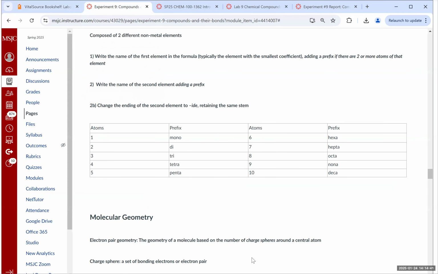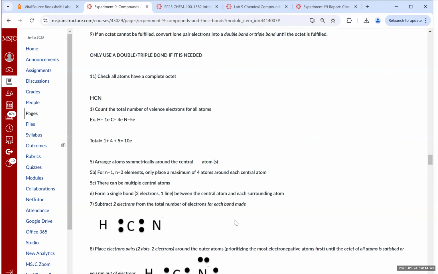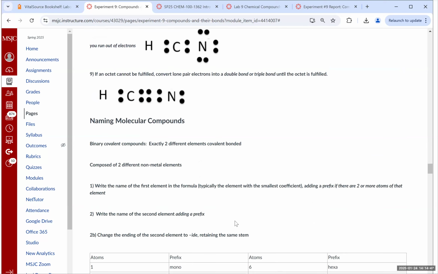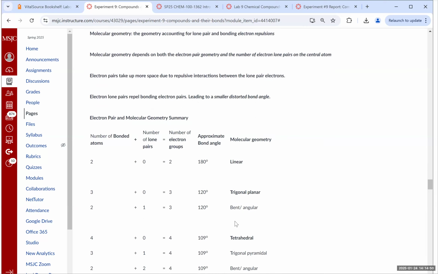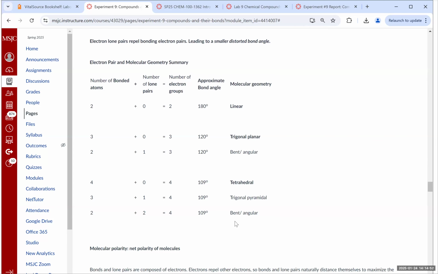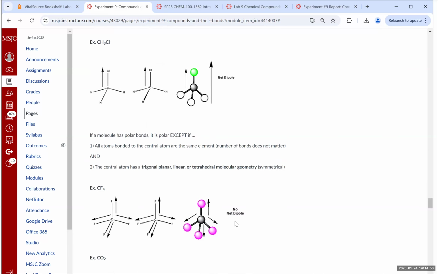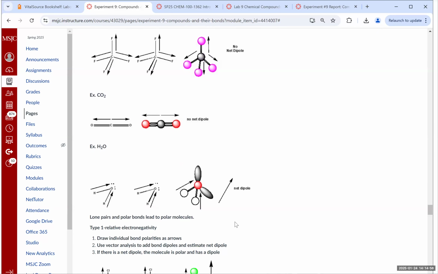That's a lot to unpack. There are some rules for writing Lewis structures that I provided in the lab manual, and there are some rules for determining molecular geometry as well as electron pair geometry, and some rules for calculating polarity along with some examples. I would encourage you to read those examples as they provide a lot of very useful information in terms of drawing Lewis structures and interpreting Lewis structures.